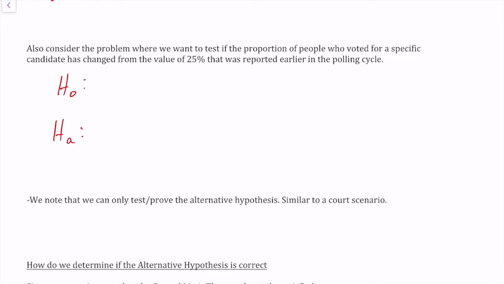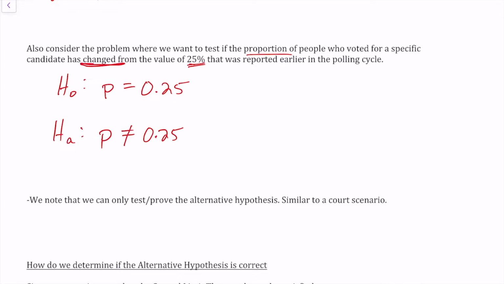Well, the null, we're still talking about population proportion. It's still going to be P equals what? P equals 25%, which we write as 0.25. The alternative hypothesis says, listen, we're trying to check and see if this proportion has changed. So changed or different or differs, that is your keyword to indicate that we are going to test, as far as the alternative hypothesis, if the proportion is not equal to 0.25. Okay?